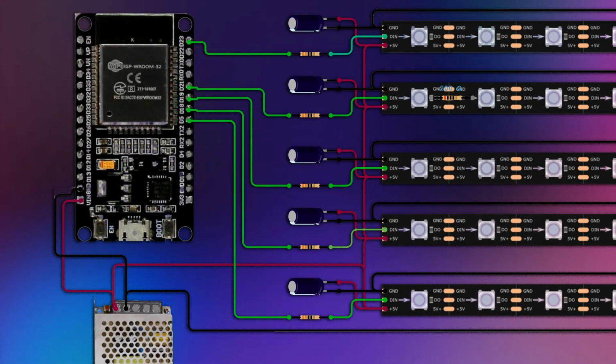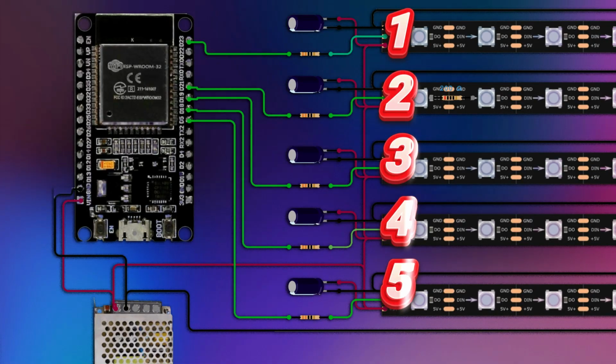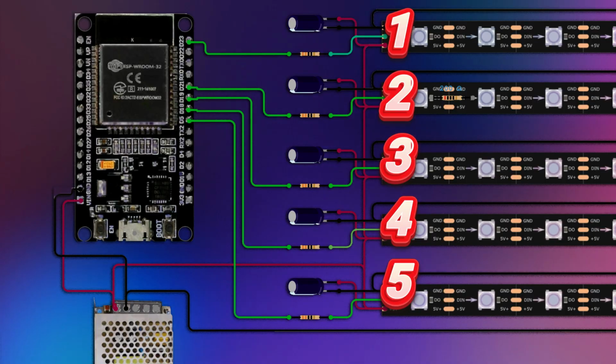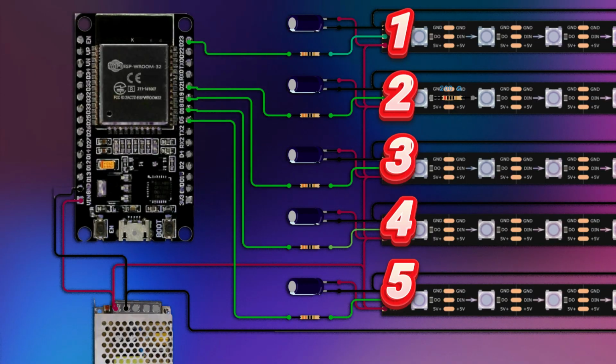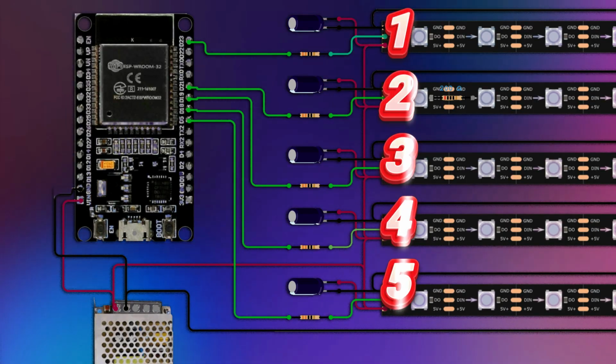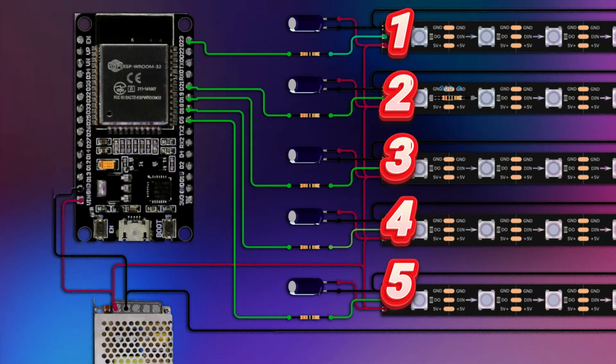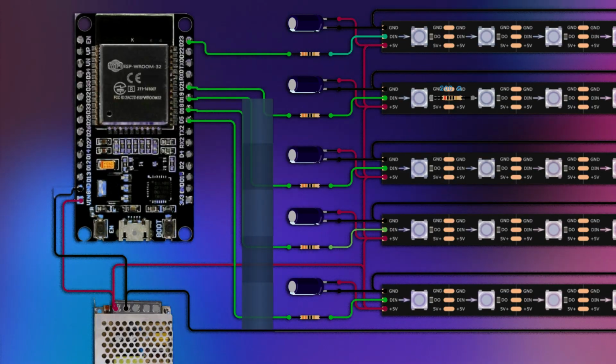Because we are controlling 5 different light zones across the room from a single ESP32, we aren't just chaining one long strip. We are setting up a 5-channel independent configuration. Here is exactly how our zones, GPIO pins, and LED counts map out.